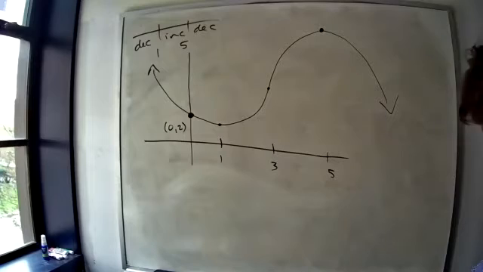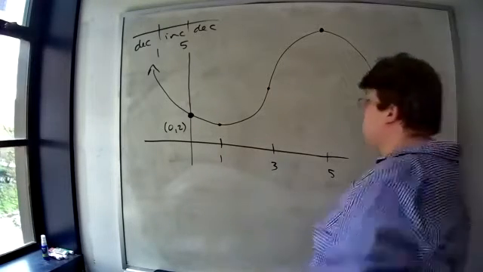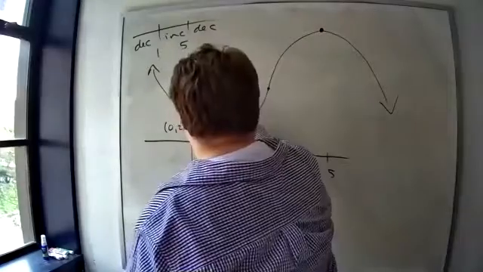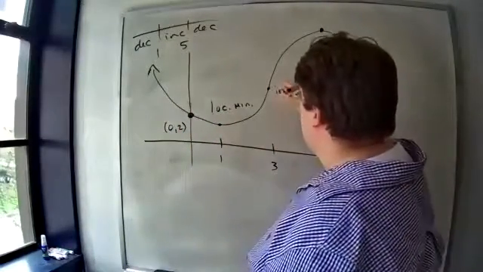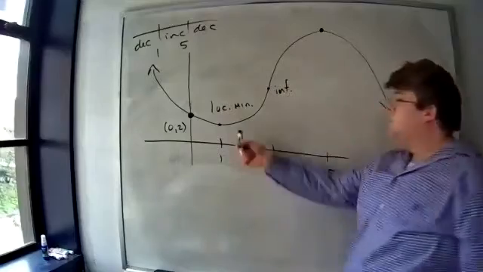So the directions say label the local maximum, local minimum, inflection points, y-intercept if they exist. So here we do have this local minimum. It doesn't say use an ordered pair, so you don't have to find the ordered pair. Here, well, we have a local minimum there.